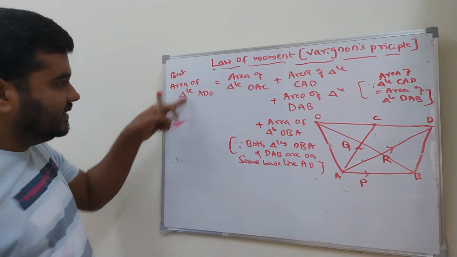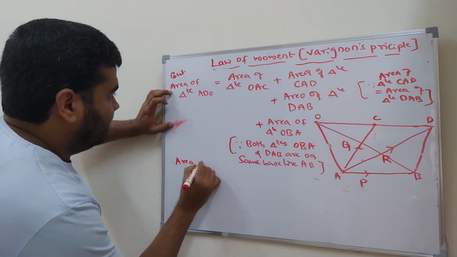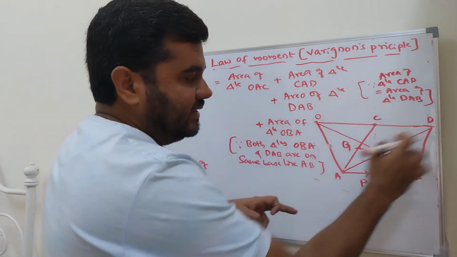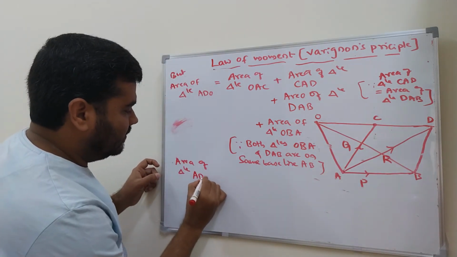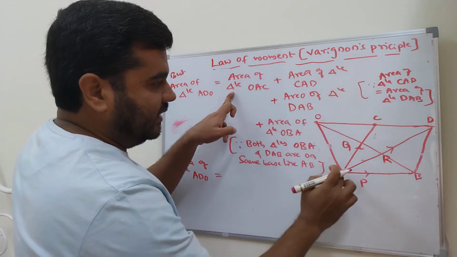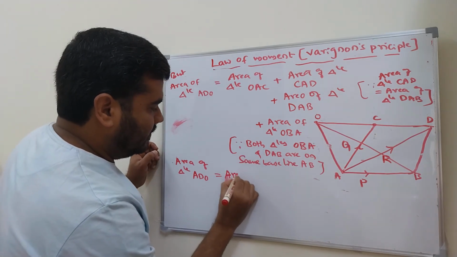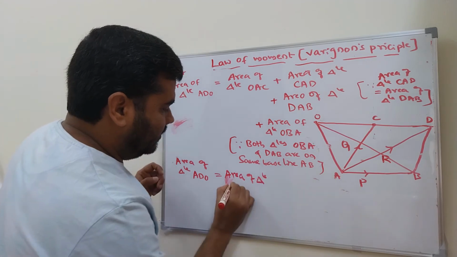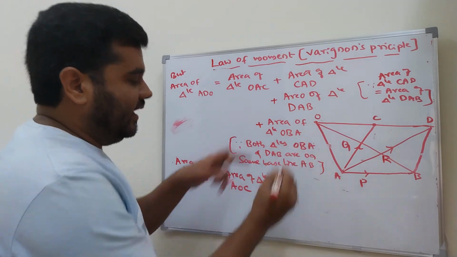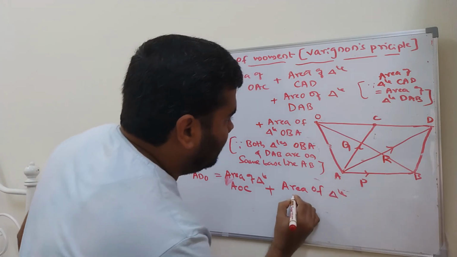So now finally I'll write the same on the left side here, that is, the area of triangle ADO, the resultant. ADO is equal to, first I'll write the same, area of triangle AOC, plus what I can write next, area of triangle OBA.